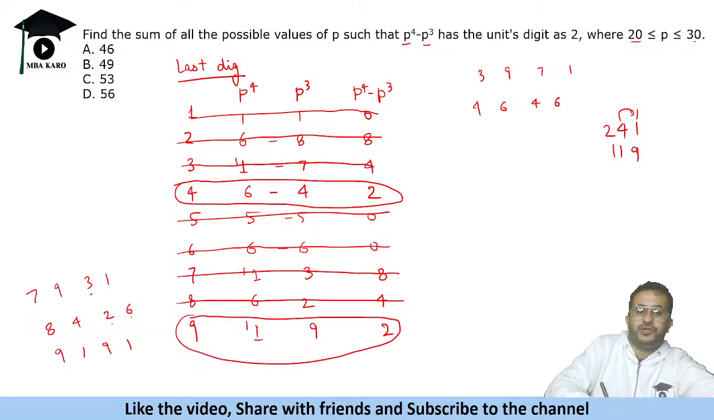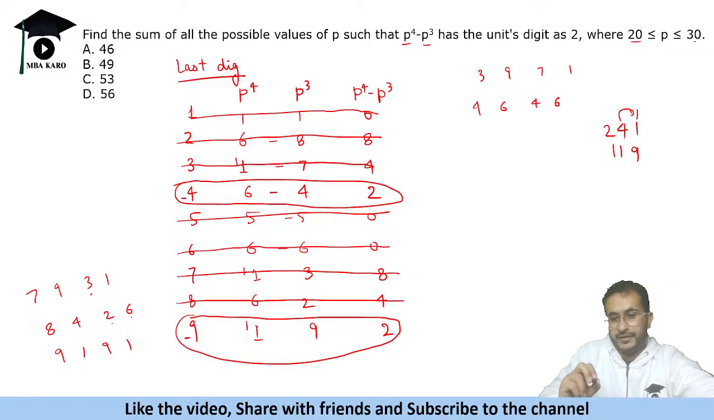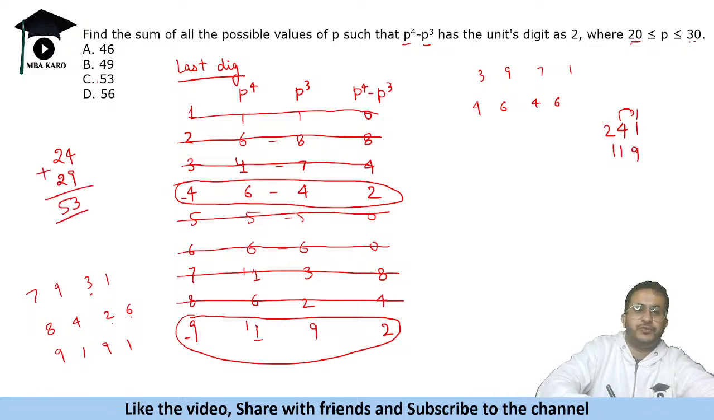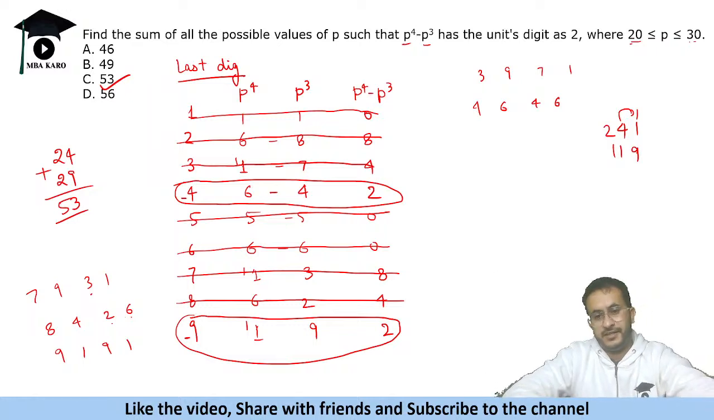So we have two such possible values. Last digit should be 4 and last digit should be 9. Now P is in this range 20 to 30. So 24 is a valid number and 29 is a valid number. So the sum of these two possible numbers is 53.